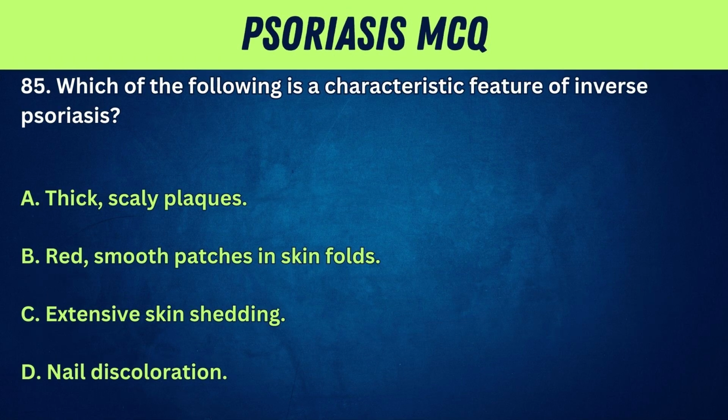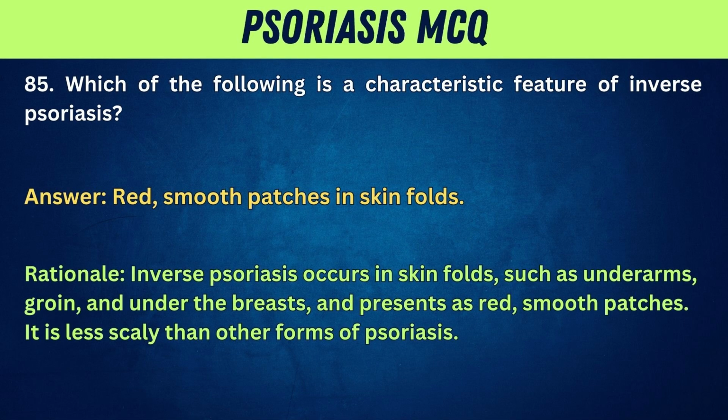85. Which of the following is a characteristic feature of inverse psoriasis? A. Thick, scaly plaques. B. Red, smooth patches in skin folds. C. Extensive skin shedding. D. Nail discoloration. Answer: red, smooth patches in skin folds. Rationale: inverse psoriasis occurs in skin folds, such as underarms, groin, and under the breasts, and presents as red, smooth patches. It is less scaly than other forms of psoriasis.